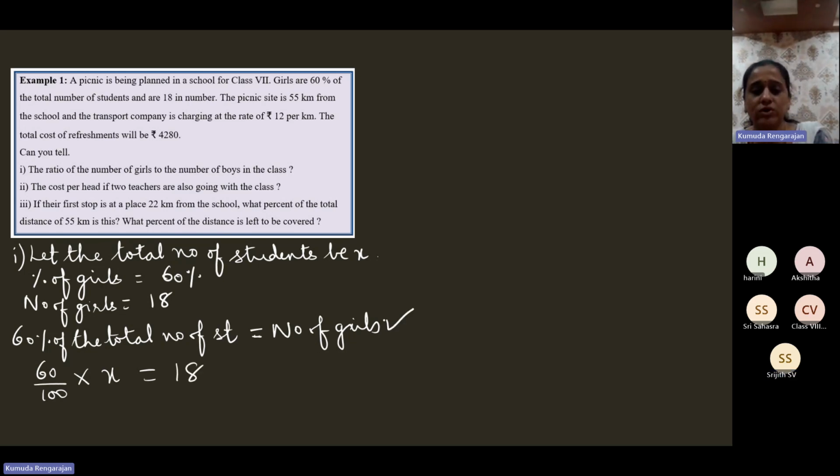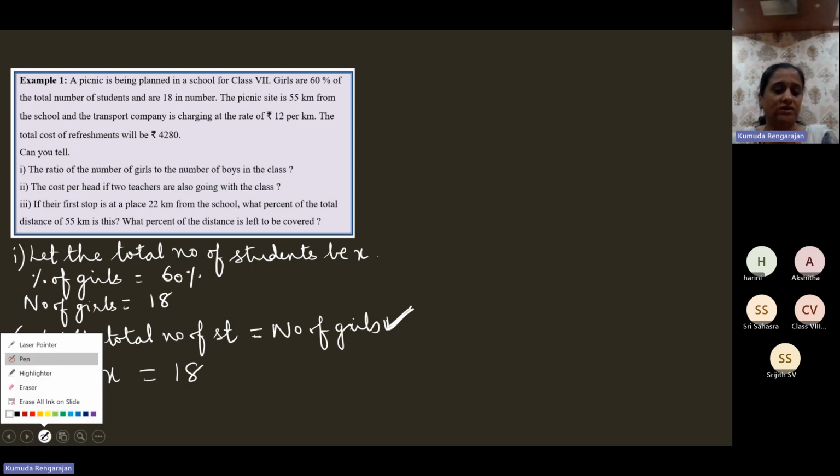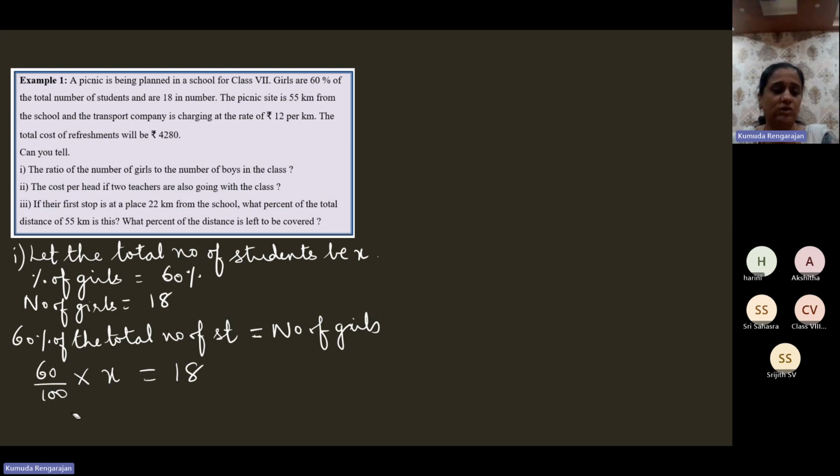This equation in words is very, very important. You need to understand this equation in words. 60% of the total number of students is equal to the number of girls. 60% means 60 by 100. Of means into total number of students X is equal to number of girls, which is 18. Now we'll have to work this equation.